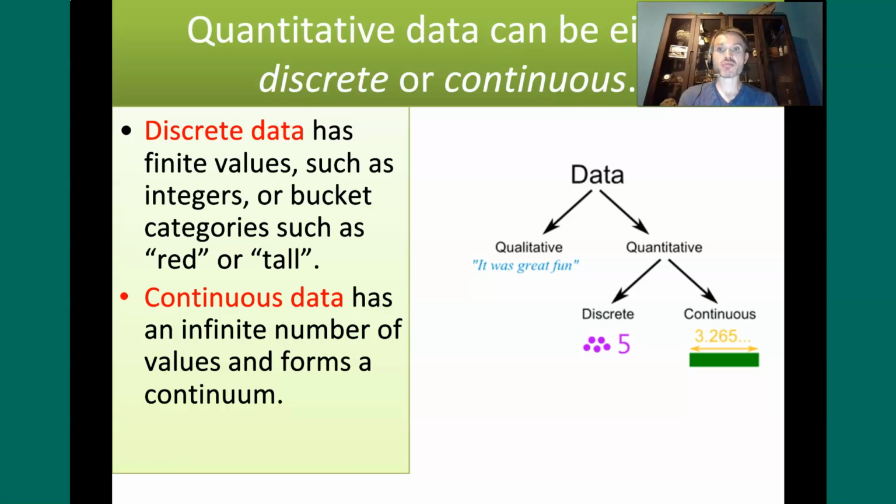Discrete data is ones which have a definitive number. These are usually integers. And what this allows us to do is it allows us to take these data points and put them into buckets or categories.